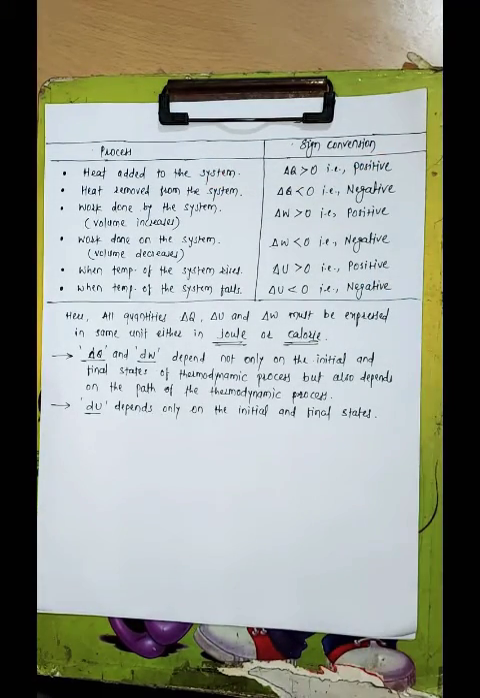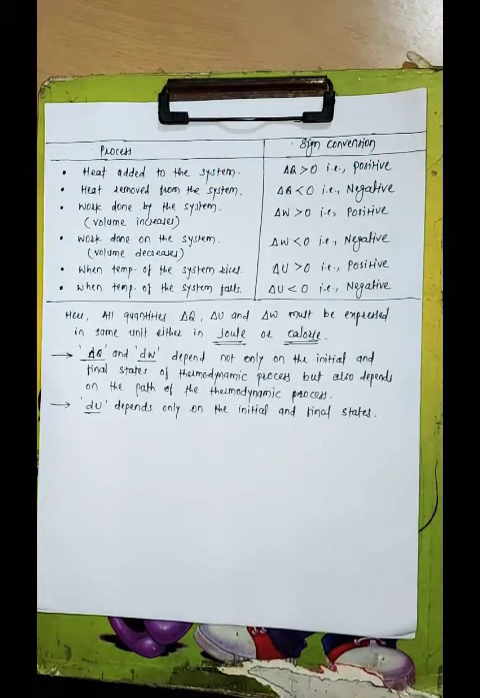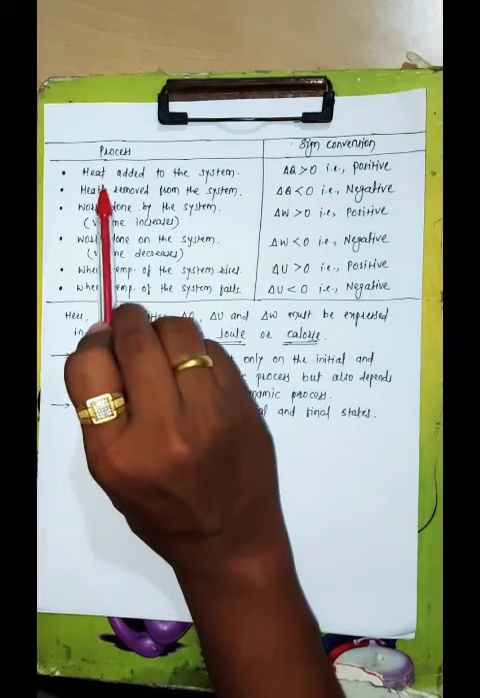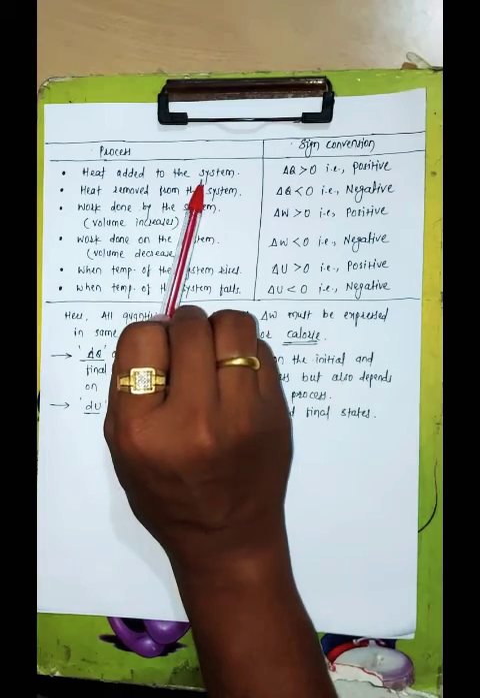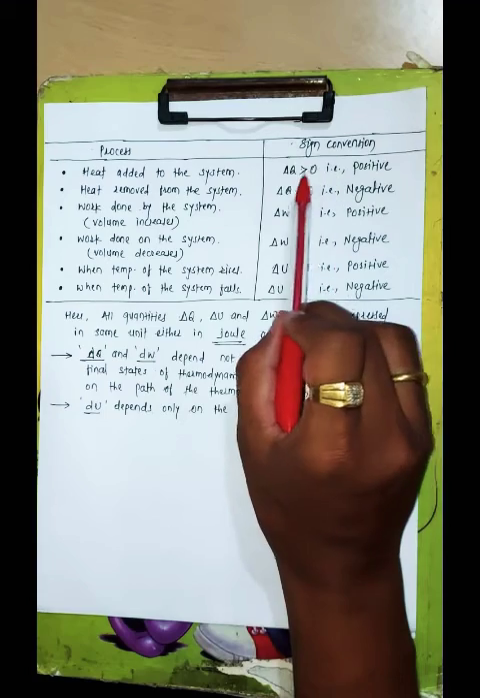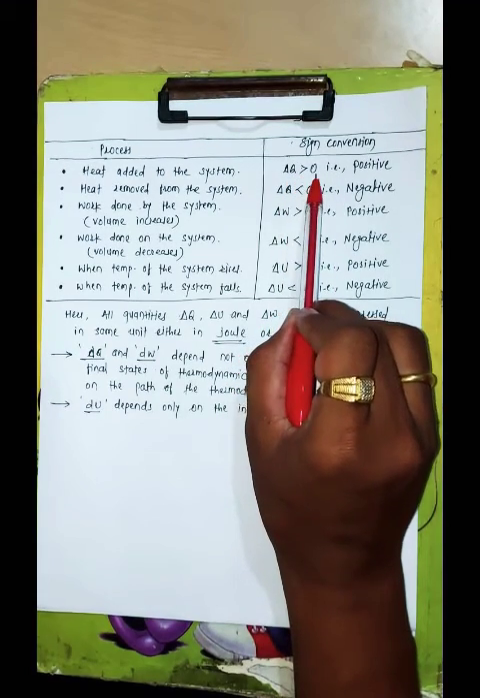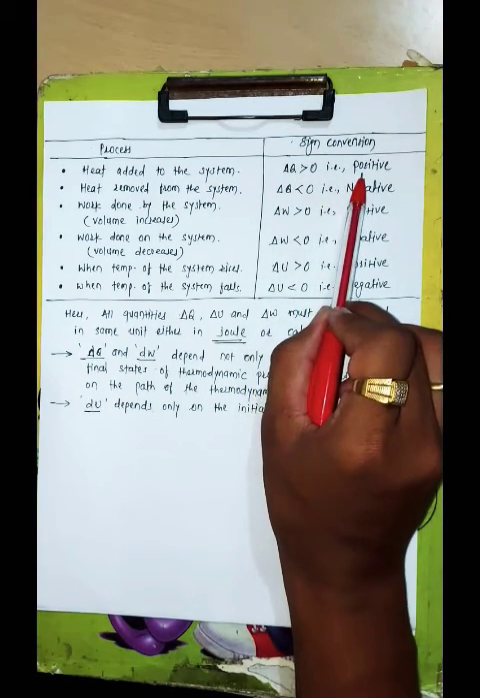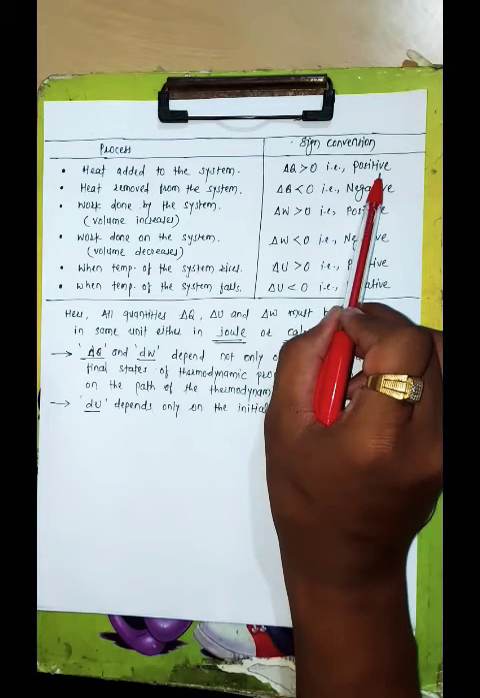If we provide heat to the system, we have the formula delta Q equals delta U plus delta W. So if heat is added to the system, we consider its sign convention as delta Q greater than 0, that is, the heat is positive.